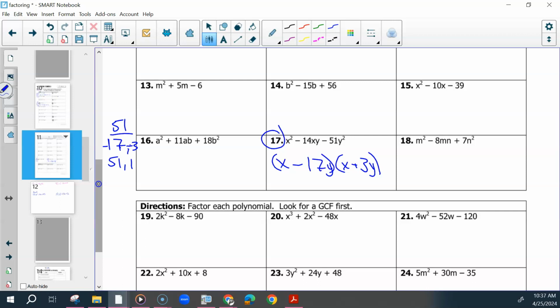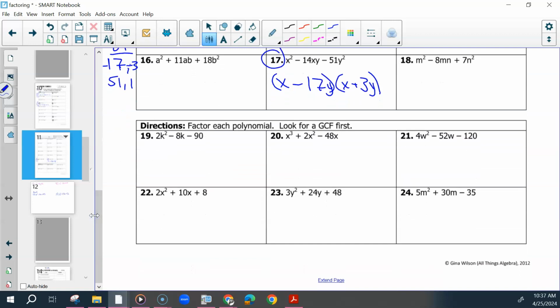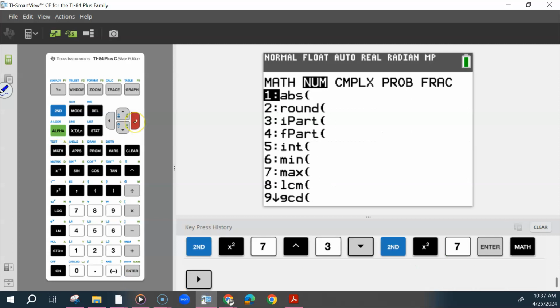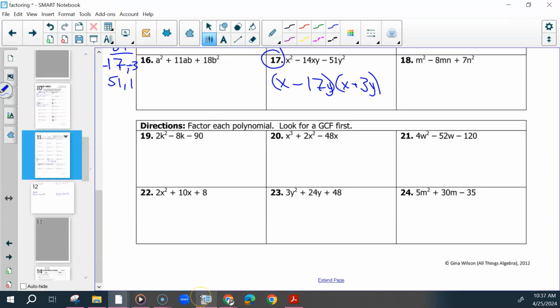And look at 19. So you may see problems like this where we have something in front, but it's still dealing with a equals 1. So it's going to be a GCF, something these have in common. Remember that you can find your GCF in your calculator by going into math, going over to number, and down to GCD. But you can only do this with 2 numbers at a time. But whatever number is in front, that's most likely going to be your GCF.